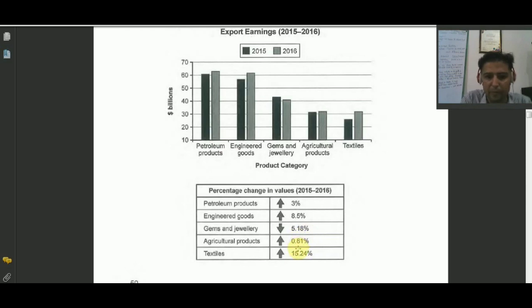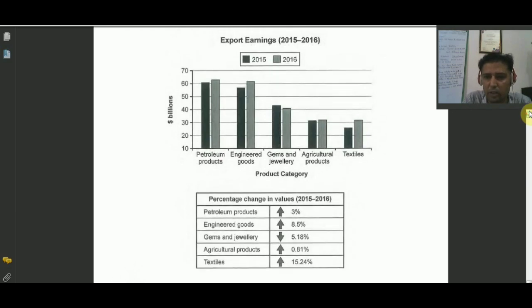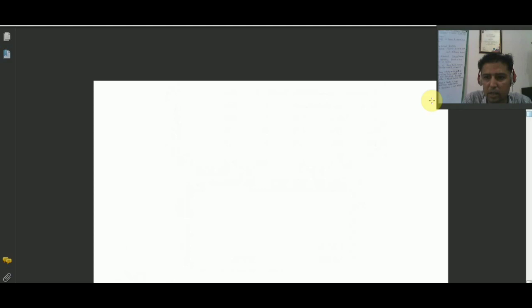0.81%. So far what we have understood is that this task gives you the data of export of 5 items, and that export is given in terms of $1 billion. The variation in the business is given in terms of $1 billion, and also in terms of percentage. So both these things are given to us. Now we can go through the introduction of this task.